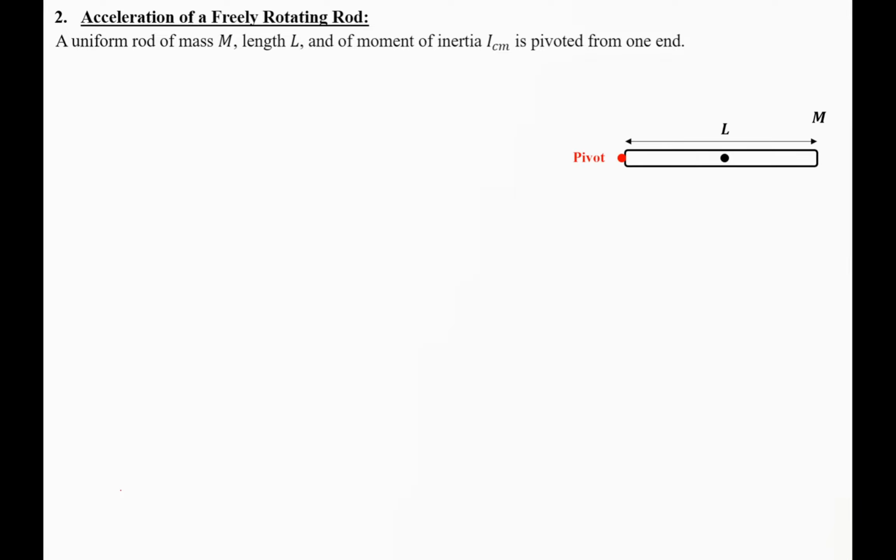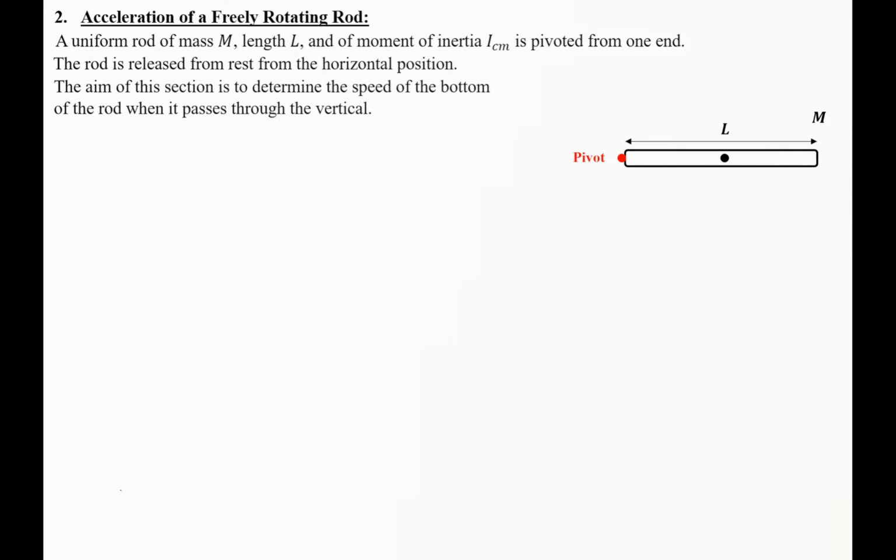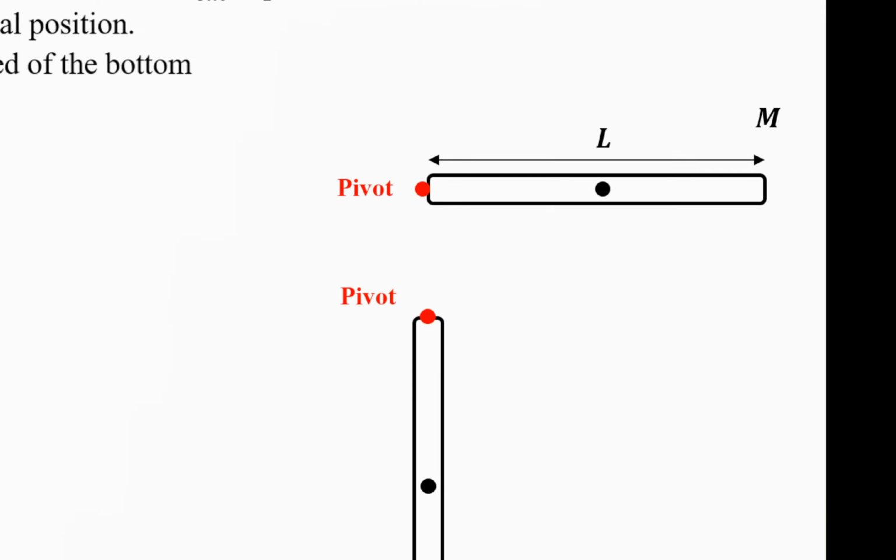Now, section 2, acceleration of a freely rotating rod. A uniform rod of mass capital M, length L, and moment of inertia ICM is pivoted from one end. The rod is released from rest from the horizontal position. The aim of this section is to determine the speed of the bottom of the rod when it passes through the vertical. So basically we have the following rod of length L and mass M pivoted at this point.